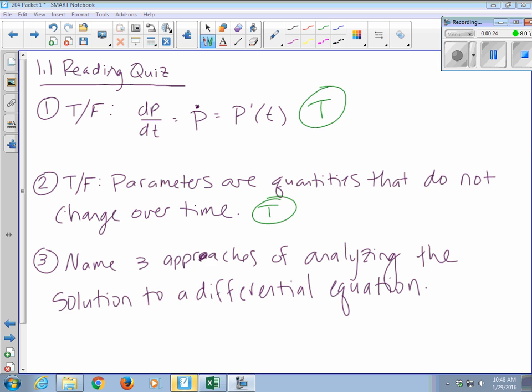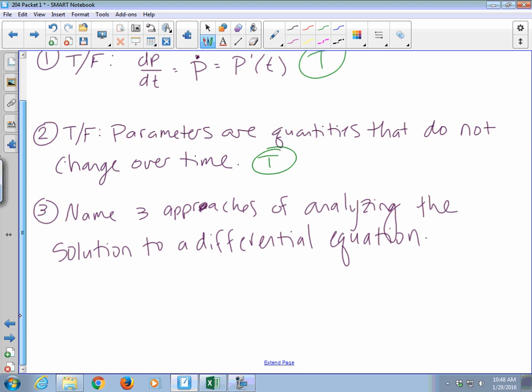All right, 3 approaches for analyzing the solution to a differential equation. Yep. Analytical.